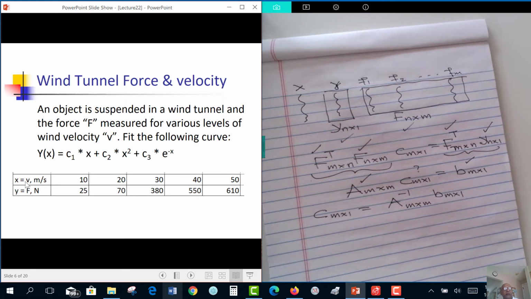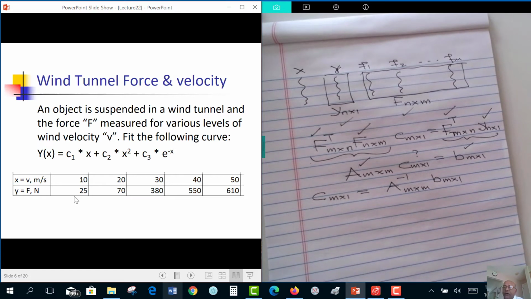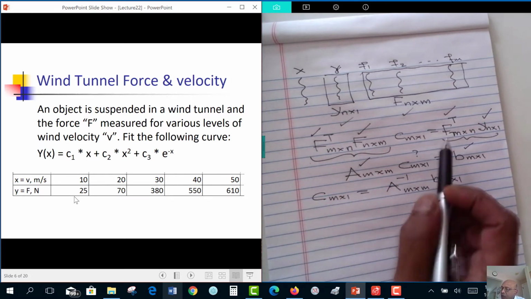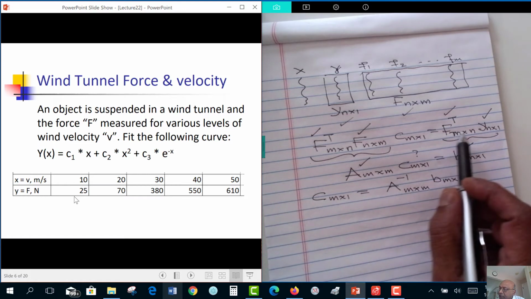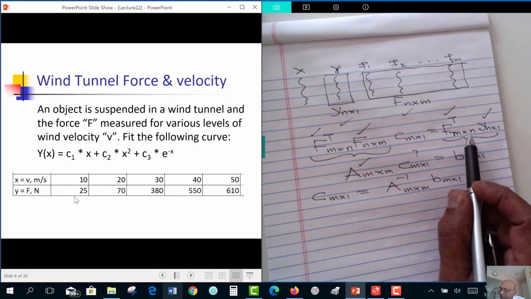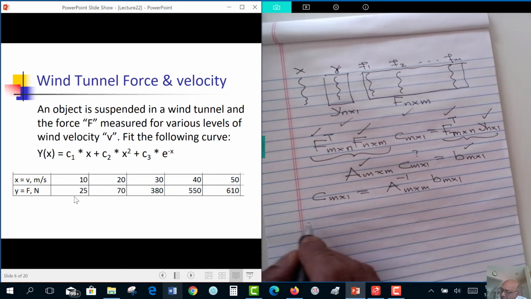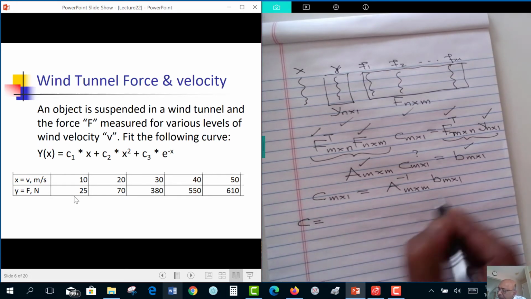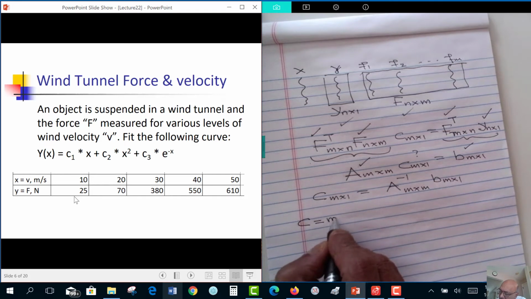So our x's represent velocity in meters per second. We have 5 data points. And y represents force in newtons. So before we move on, let's see, when we are coding it in a spreadsheet, instead of going through all these steps, can we write them apart? So you can see C is equal to A inverse times B. So we will need to multiply inverse.